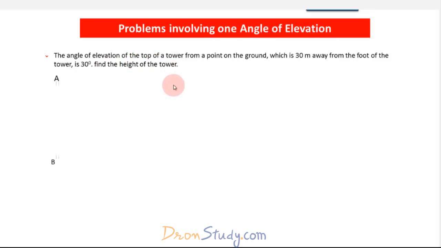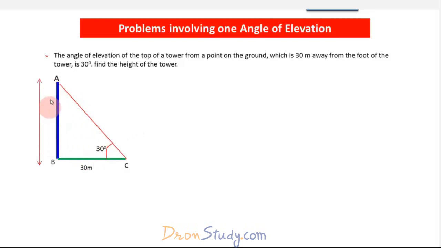Friends, here AB is the height of the tower and there is a point C on the ground, and the distance between this point C and the foot of the tower is given as 30 meters, and the angle of elevation of the top of the tower from the point C is 30 degrees, and we have to find the height of the tower.